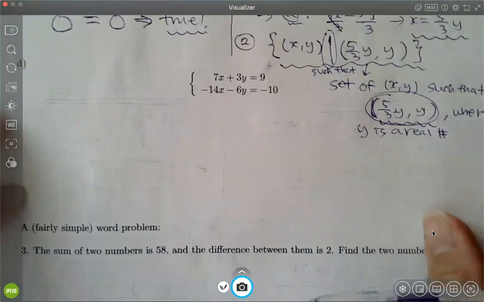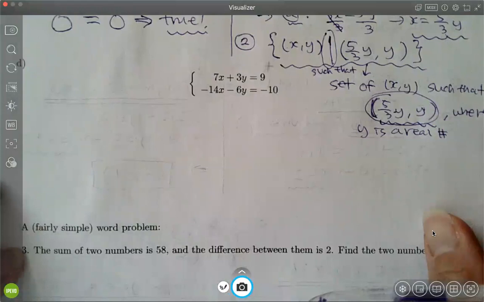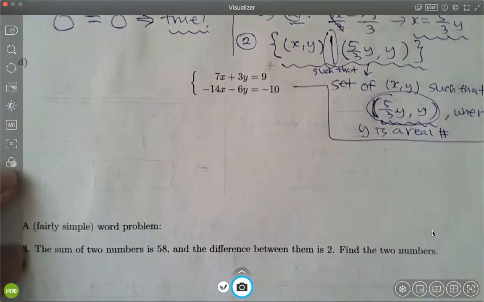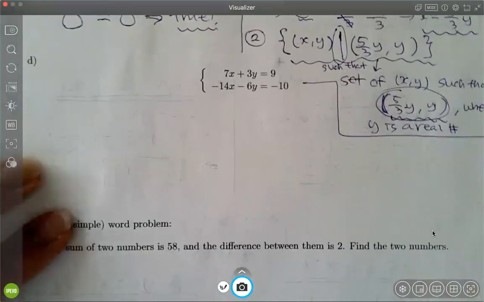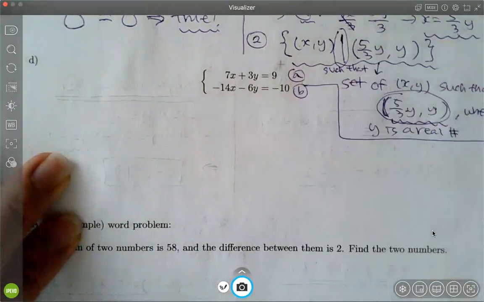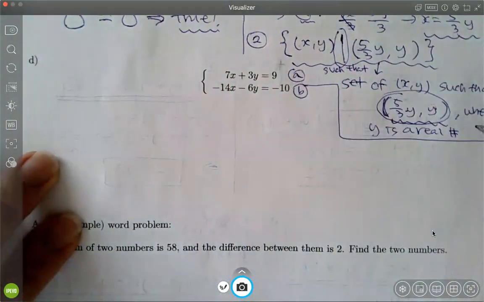So now, what time is it? Oh, it's 12:04. Now, let's just do this problem, and then we'll do the word problem tomorrow. So this one is actually short. We have 7x plus 3y equals 9, and -14x minus 6y equals -10.